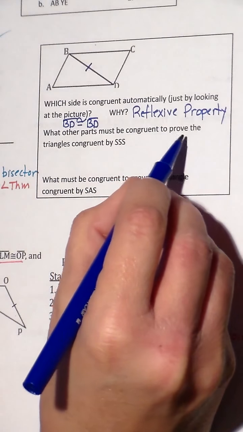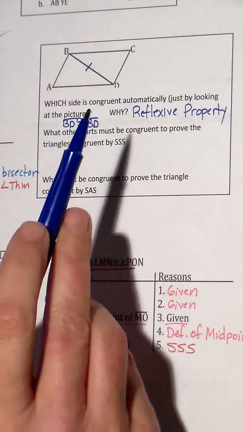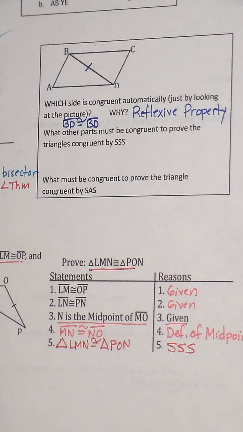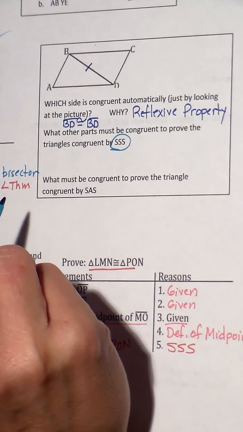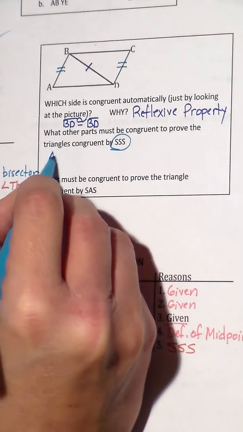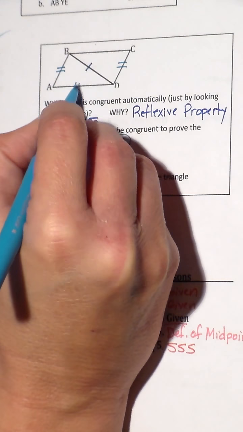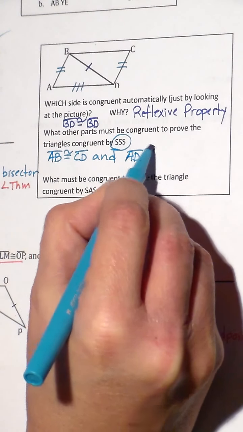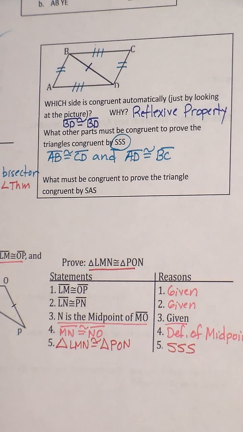What other parts must be congruent in order to use side, side, side? Well, if I want to use side, side, side, I've got to match up the appropriate pieces. They're not saying you know they are. They're asking which ones would have to be. Kind of like the previous video where you had to find the third congruence. So if I want to use side, side, side, that means I got to match up all three pairs of corresponding sides. So that means AB would have to be congruent to CD. And AD would have to be congruent to BC. That's in order for us to use side, side, side.